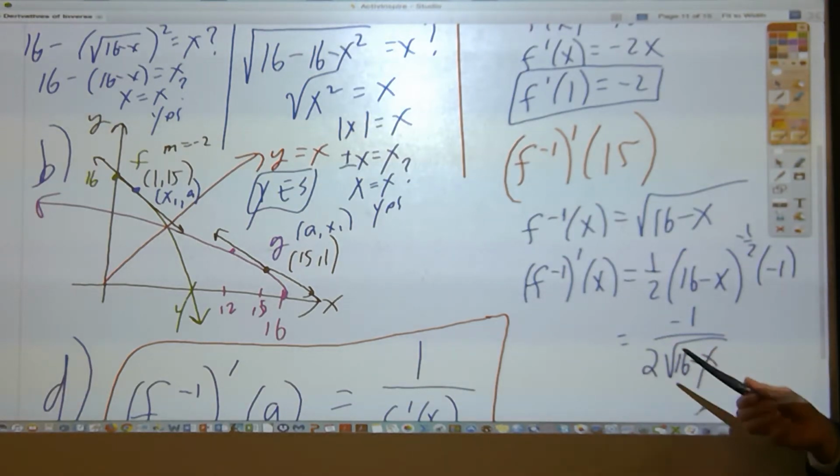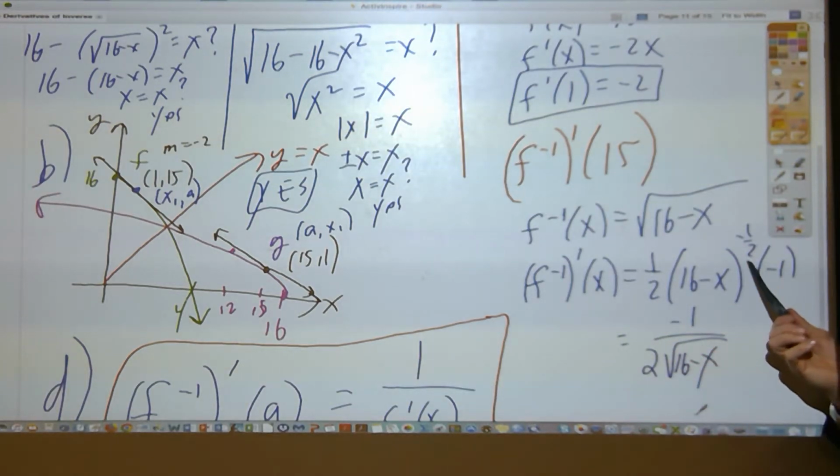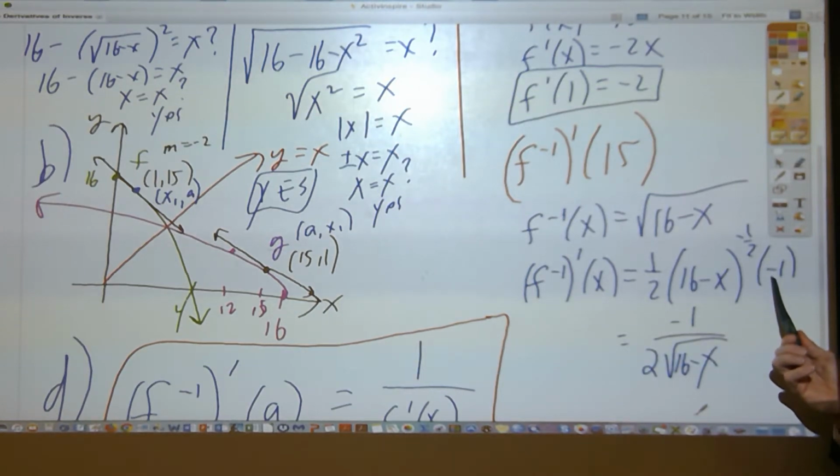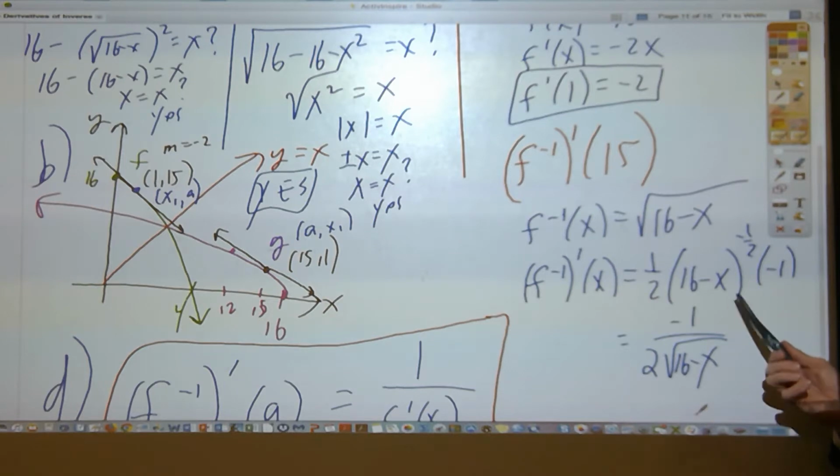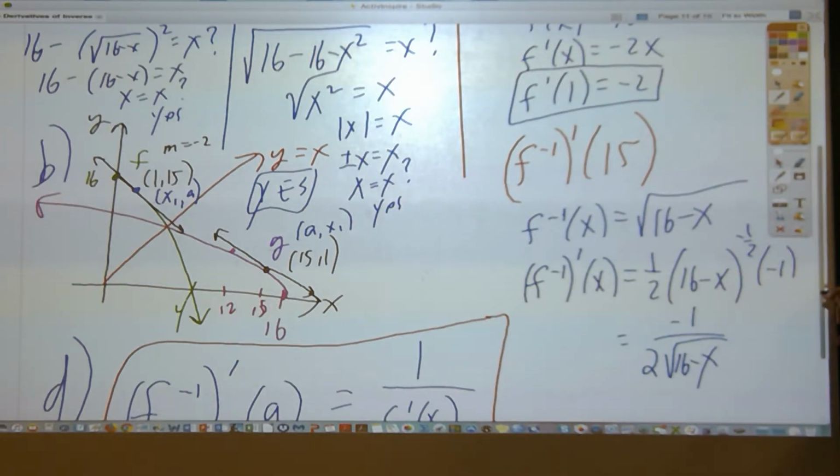Did you write 1/2 blob to the -1/2 times the derivative of the blob? Did you remember the chain rule? Times -1. Yeah, so it's -1/2. So let's see if it's true.